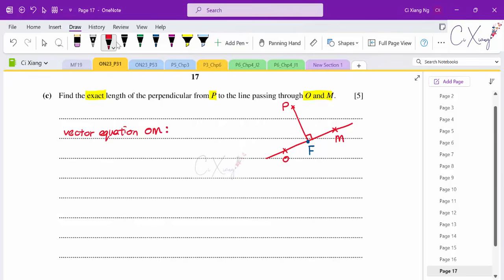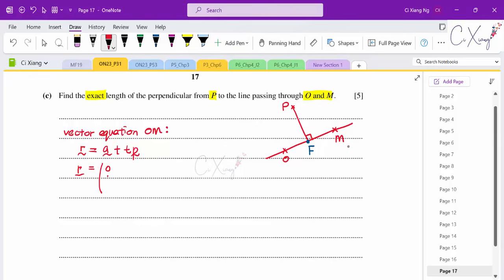So what's the vector equation for line OM? The general equation is r equals a plus tp, where a is the passing point and p is the direction of the line. For this question, our passing point has two options. O is a passing point of the line, M is also a passing point of the line. So I'm using O, which is easier.